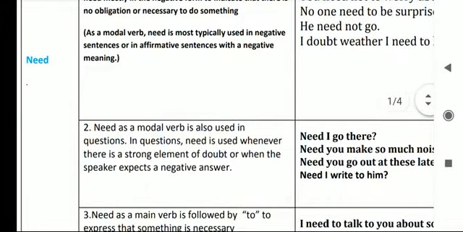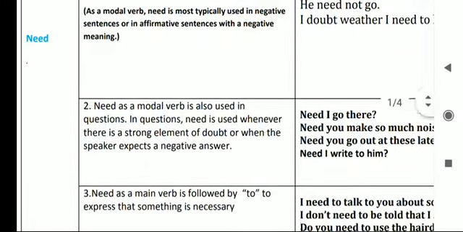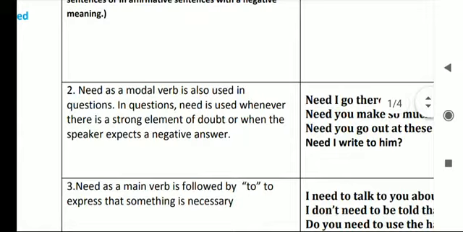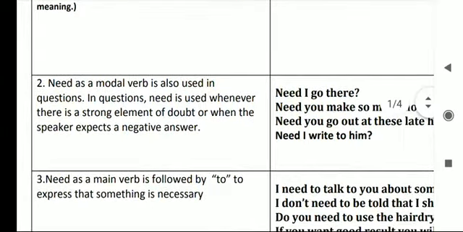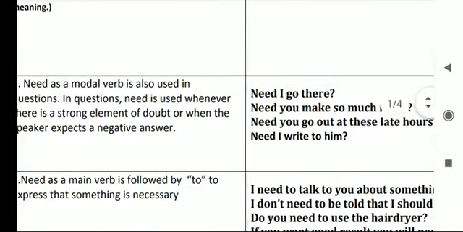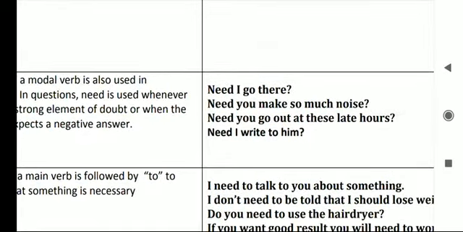Now, the second use of need. Need as a modal verb is also used in questions. In questions, need is used whenever there is a strong element of doubt or when the speaker expects a negative answer, right? As in the following examples.